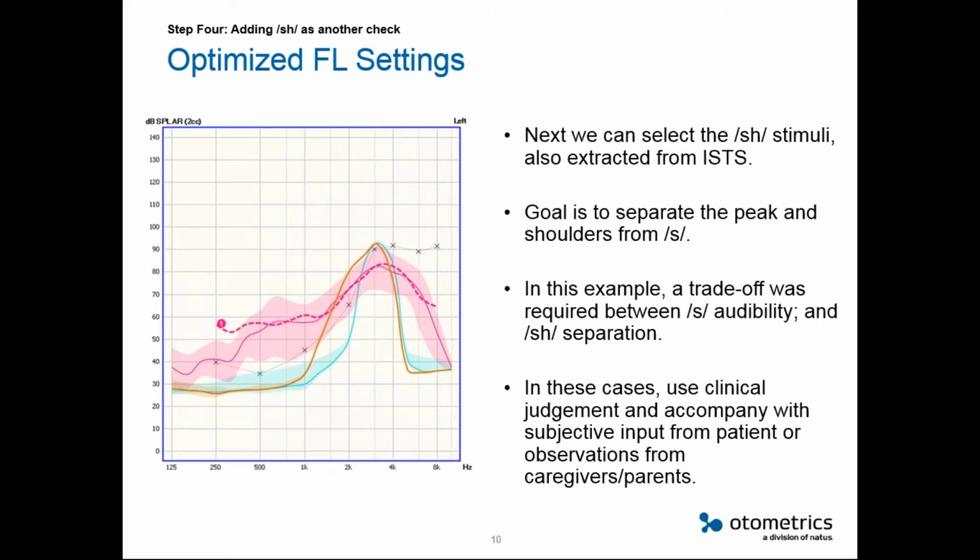This is a common kind of dilemma that we face, and it's important to use clinical judgment as always to decide, should we back off on the S audibility, or have we gone too far with the S audibility? But usually if you have made the S just audible, you're not going to be able to adjust the SH much beyond that. Some hearing aids will give you flexibility to do that, but certainly use your clinical judgment and accompany this in adult patients with their subjective input, or with caregiver or maybe a therapist input in pediatric patients.